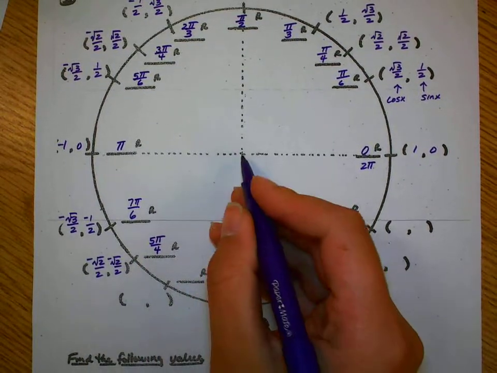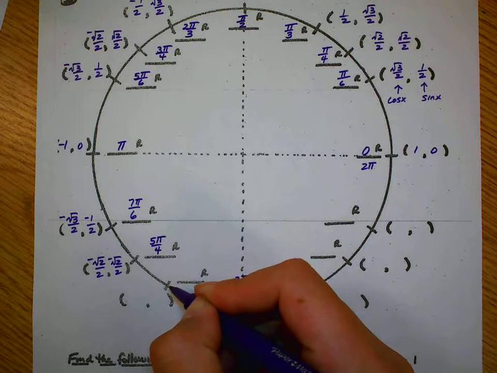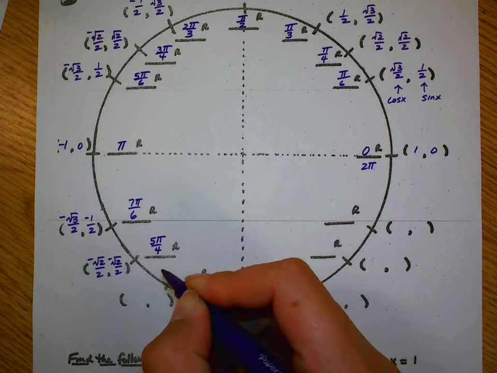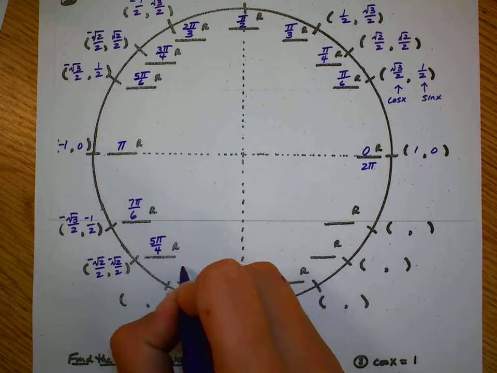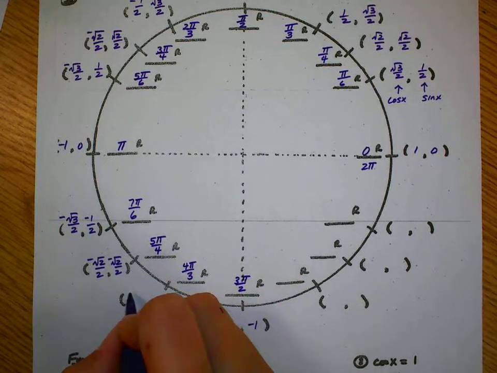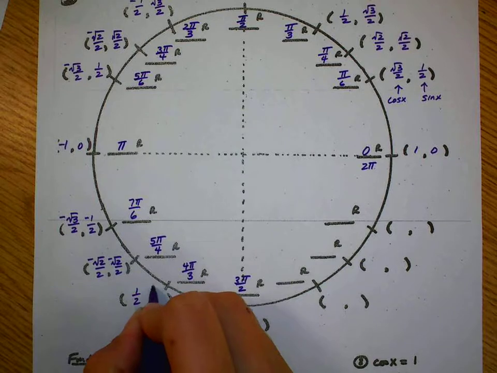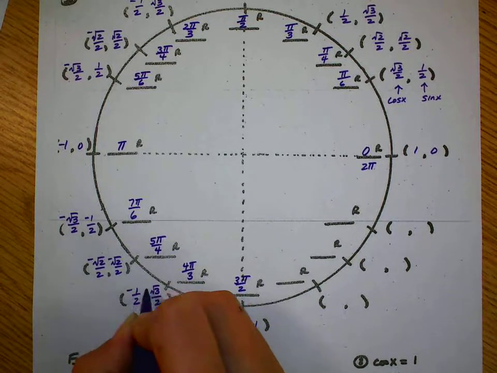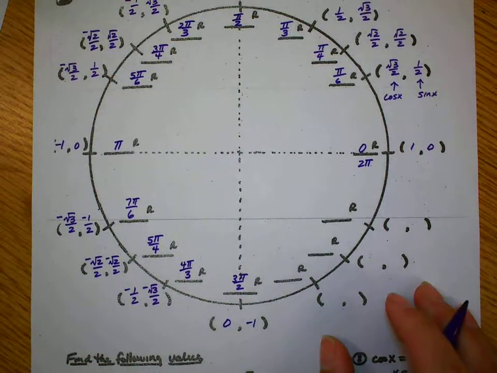Okay. Over here, we're going to have a reference angle of pi over 3. So 3 pi over 3 plus 1 more would be 4 pi over 3. Okay, and our ordered pair again, same thing, but they're both going to be negative.